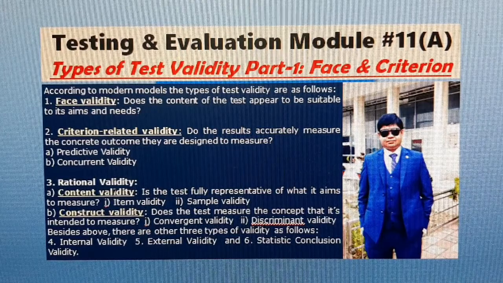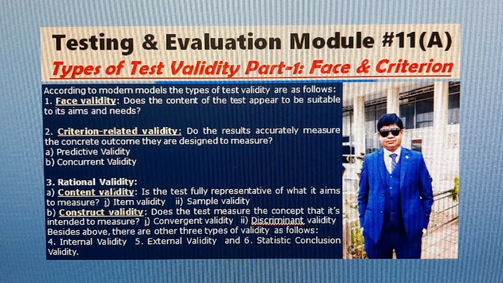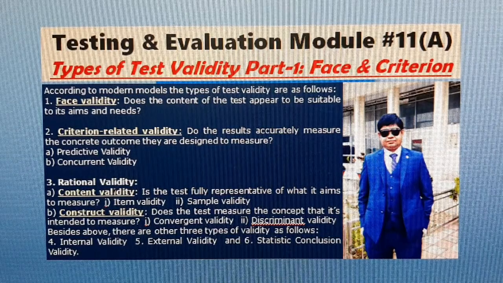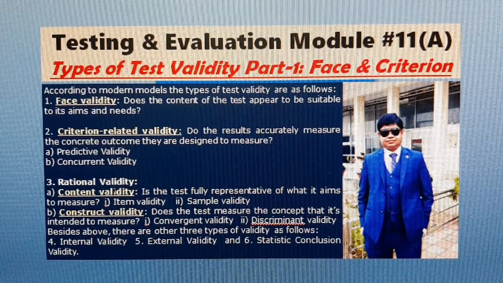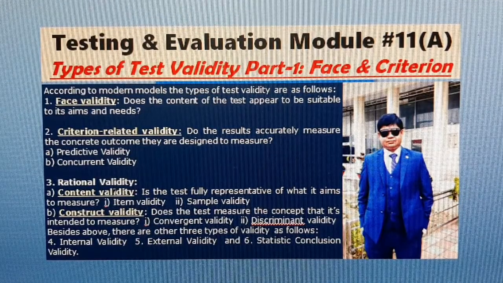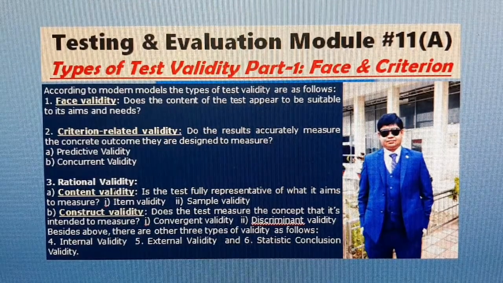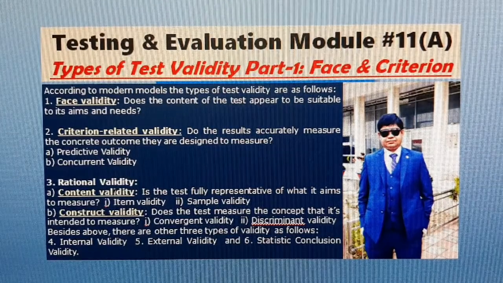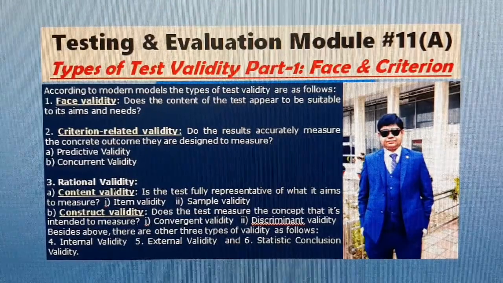Number 3. Rational validity. The estimate of how much a measure represents every single element of a construct. Rational validity includes A. Content validity. Is the test fully representative of what it aims to measure? Content validity includes number 1. Item validity and number 2. Sample validity.